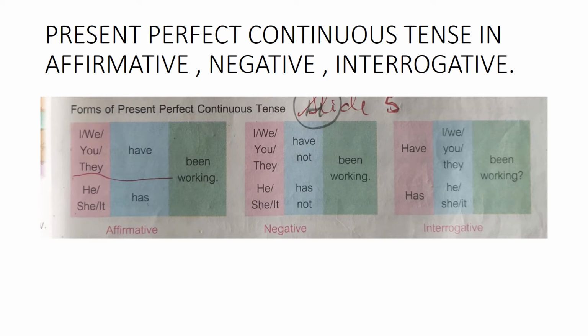Now let's make negative sentences. They have not been working as teachers in this school for many years. Second one, she has not been doing her work in this manner all these years. Let us make some interrogative sentences. Can you please help me? I have been trying to solve this problem since morning. Second one, have they been living in this house all their lives? We cannot ask them to leave now.